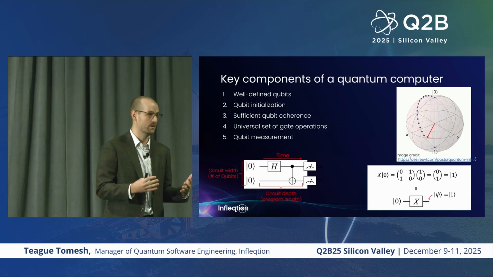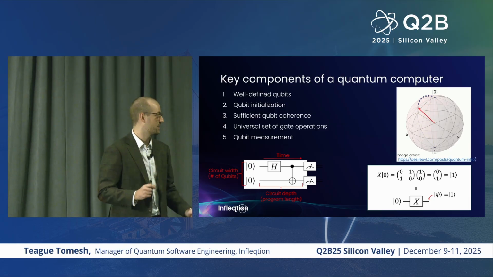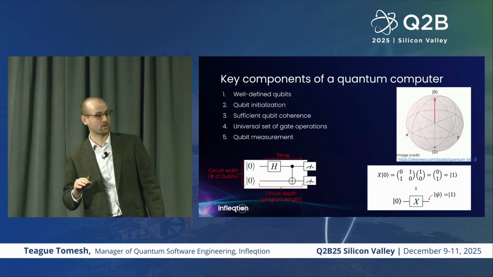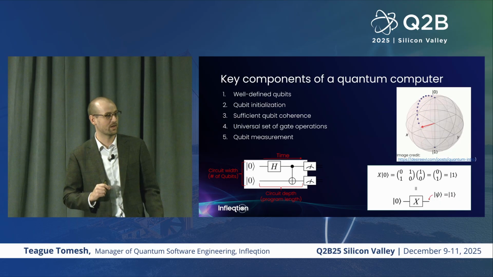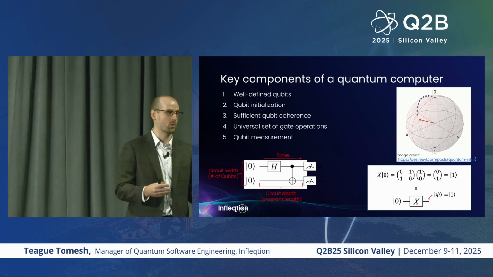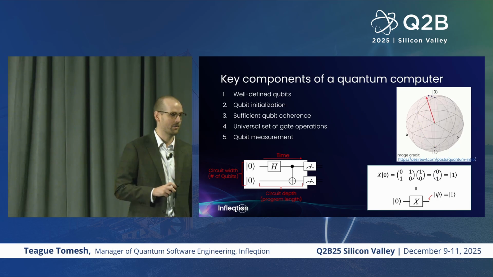This is usually measured in terms of microseconds, milliseconds, that sort of thing. Fourth, we need to have a universal set of gate operations. So we need to have a way to interact with that qubit and have it do our bidding, so to speak. We need a way to program the information that we store on those qubits.